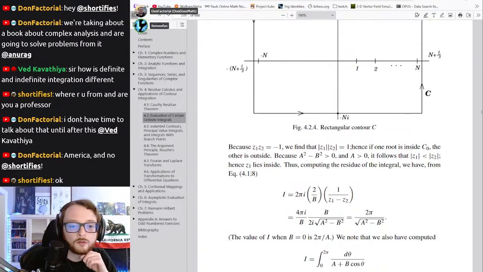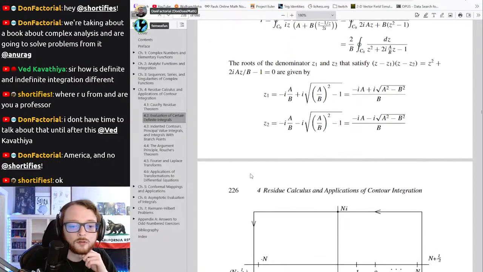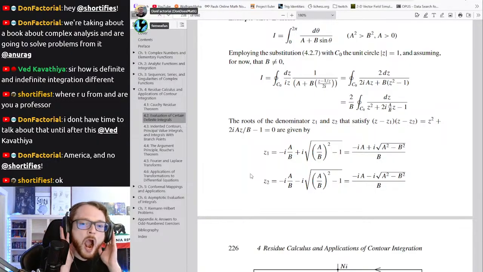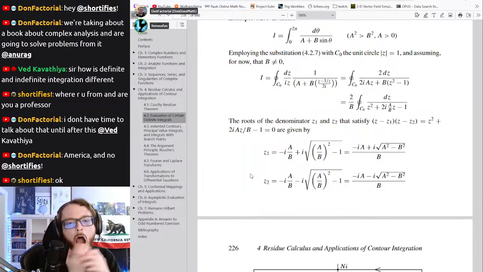Well, what about Z1 and Z2? They're finding the roots of the denominator. When they use the quadratic formula, when they pull that B out, wouldn't it have to be the absolute value of B? Because it was the square root of A over B squared minus 1. And if they pull a B out, wouldn't you get 1 over the absolute value of B? It's probably not worth worrying about. I just noticed it.